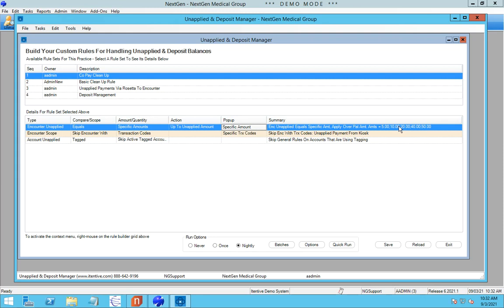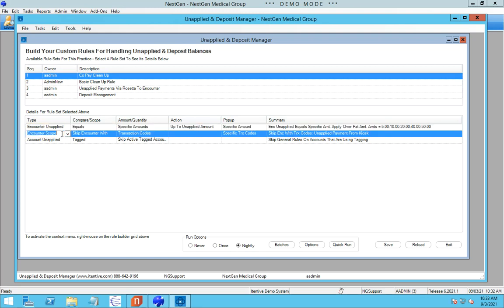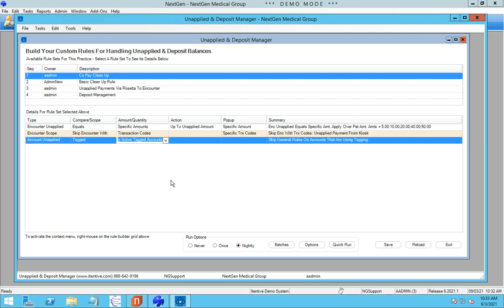So if someone only needed 1 rule and they were only doing copay cleanup, we'd come in and just implement this 1 line here, and that would take care of what they needed. Now, there are other lines in here, but these lines are primarily to keep it from stepping on and conflicting with the other rules that are set up above. So in this case, we're going to skip encounters with certain transaction codes because that's being handled in one of the rules. And then we're going to skip unapplied that's been tagged, that's been marked for deposit money. And we'll talk about deposits in a few minutes.